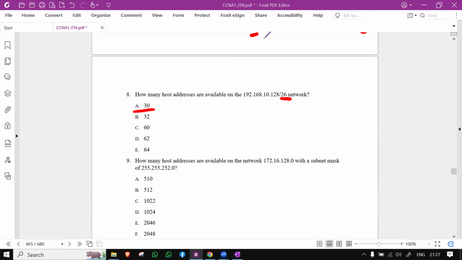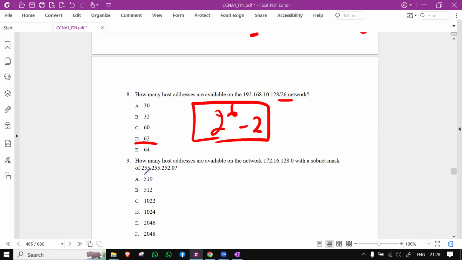I hope you don't answer wrong. 2 to the power of 6 is 64, so minus 2 is 62. So this one is correct, D. That is /26, it means 6 bits in the host portion. 2 to the power of 6 minus 2 gives 62. Right, we move on.